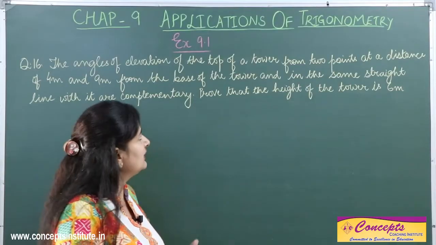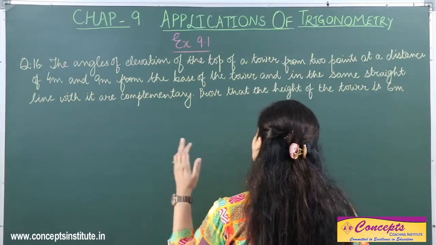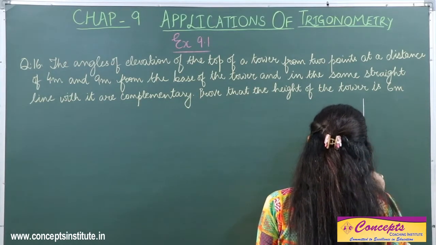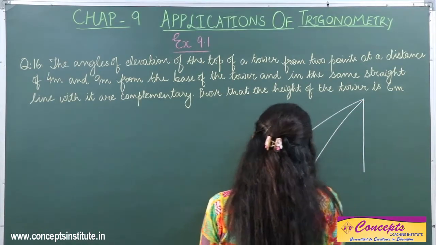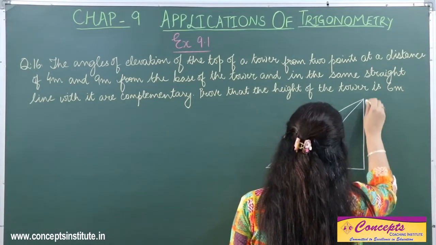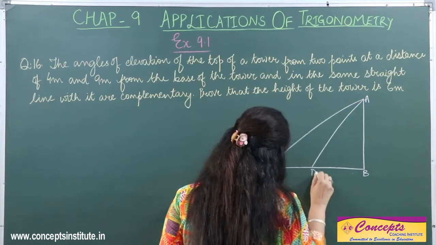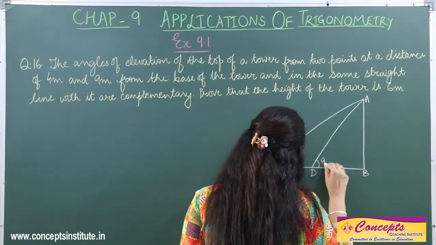Now first of all, let's just try to make the figure for this question. The angles of elevation of the top of a tower. So let me just make a tower, and there are 2 points from which the angles of elevation of the top of the tower are noticed. So let's say AB is the tower and let C and D be the 2 points. The angles are said to be complementary.